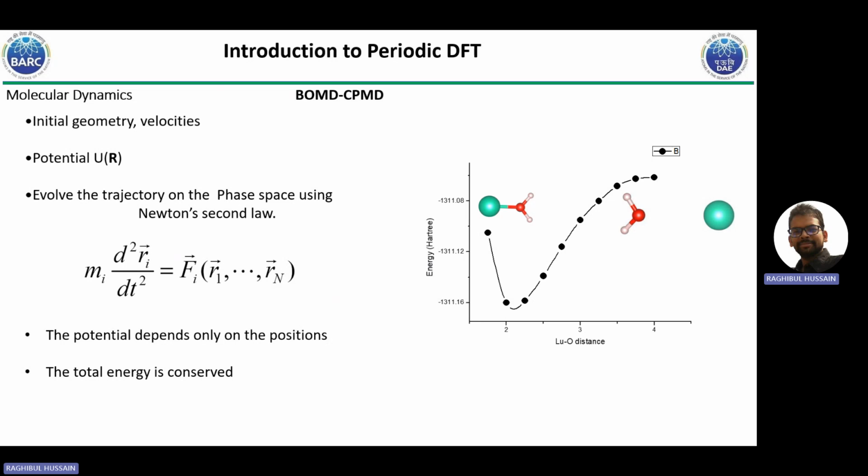What I have done here is I have taken one metal ion and one water molecule, and I have tried to vary the distance between them and then calculated the total energy. This is a purely quantum calculation I have done. I started by keeping the distance constant, and then I plotted the total energy. You have done this kind of plot anytime in your research.